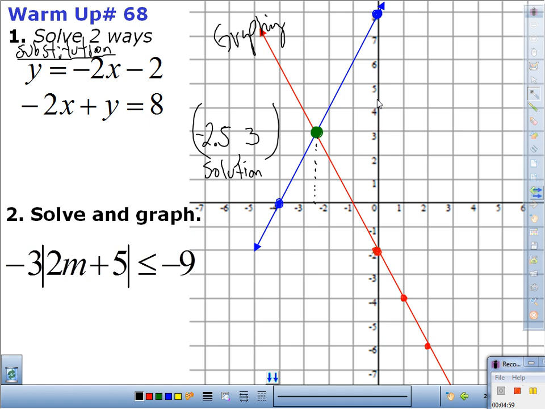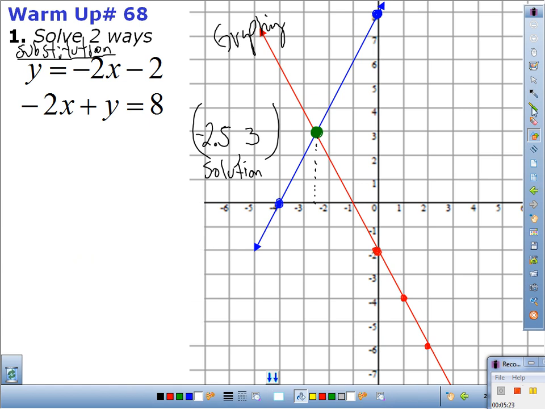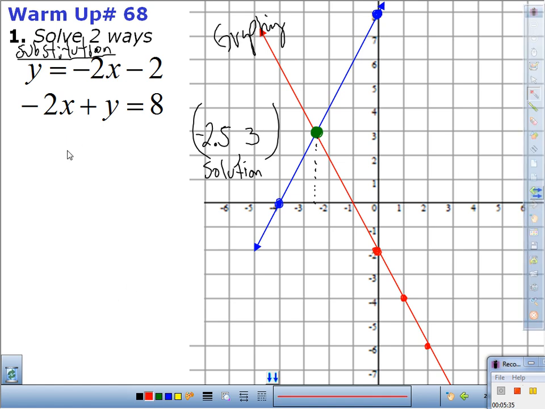Graphing, substitution, yes? All right, let me zoom in, and then let me make some space here. What do we know about substitution? That one of the equations has to be solved for one variable. Do we have one equation already solved? Yeah, the top one. What does it solve for? Y. What is y? Negative 2x minus 2.